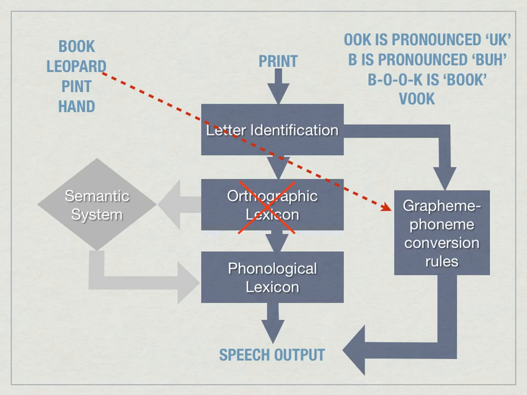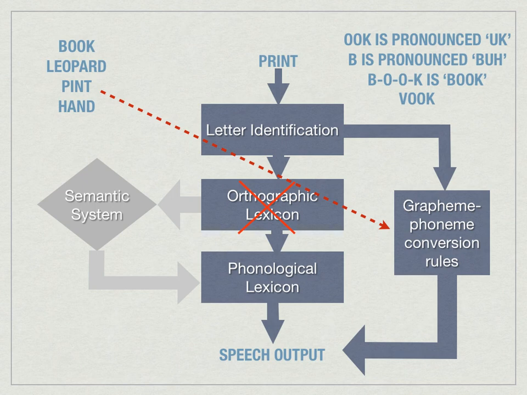And we call that a regularization error. A regularization error, it's taking an exception word using grapheme to phoneme conversion rules that are intact and incorrectly assigning it a pronunciation which is incorrect given the fact that the word is an exception word. Pint would also be read incorrectly. And can you think for a minute why? The answer is that INT in English is pronounced int. So we have hint and lint and flint and stint and mint, and PINT, pint, is an exception.